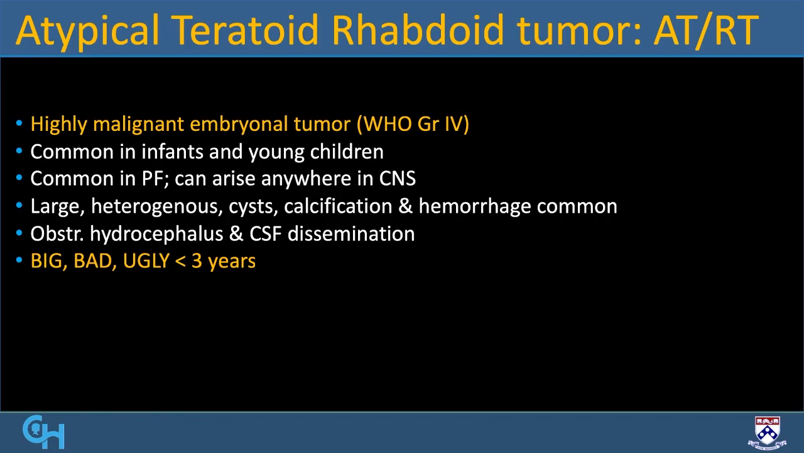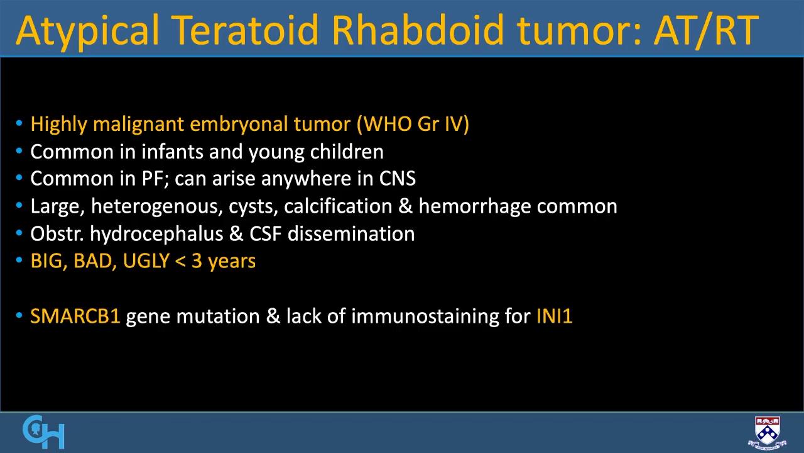And one easy tip to make this an easy diagnosis is to consider, when you see anything big, bad, or ugly in the posterior fossa, or for that matter, in the brain in a child less than 3 years of age, your ATRT should be included in the differential. A bonus information for you guys is that ATRTs are associated with the SMARCB1 gene mutation, and there is lack of immunostaining for INI1.